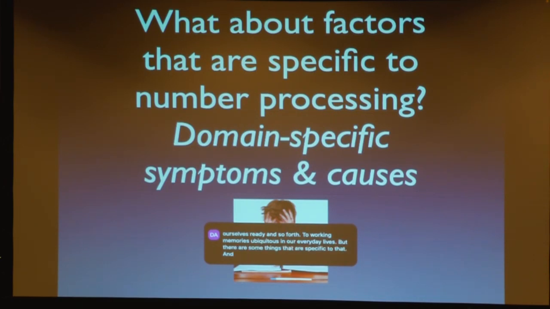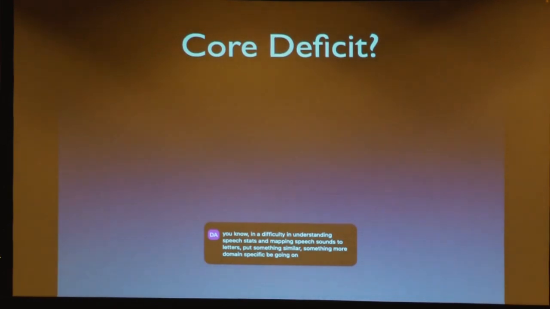And so researchers have really been trying to understand what might be going on in dyscalculia that is a little bit like what's going on in developmental dyslexia, where you've got a difficulty in understanding speech sounds and mapping speech sounds to letters. Could something similar, something more domain-specific, be going on in developmental dyscalculia? Could there be a core deficit?